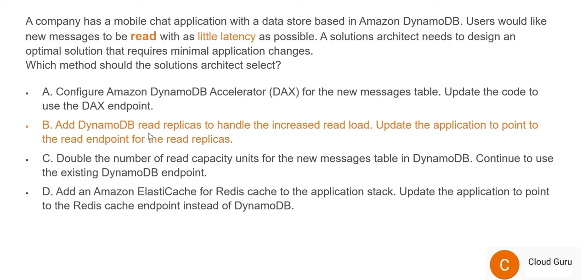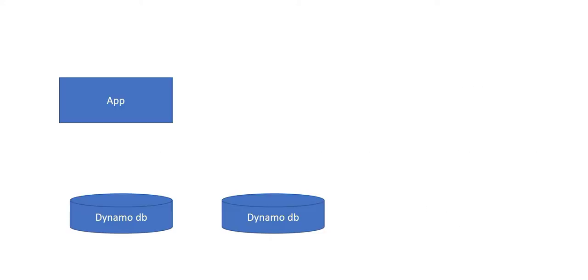B says you add DynamoDB read replicas to handle increased read load, and upgrade the application to point reads there. Okay, so it is talking about a read replica that we saw in the previous question. So it is saying you create a read replica, and tell this app, if there is a read happening, you go here. If there is a write happening, you go here. So what are you doing when you do this?